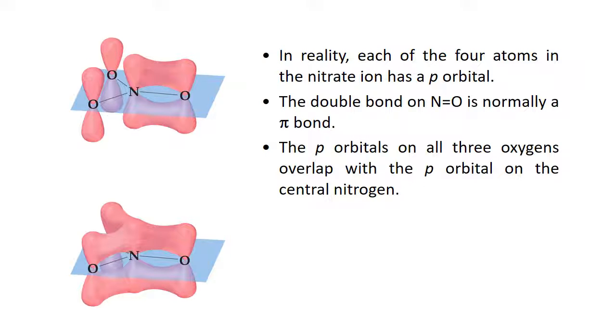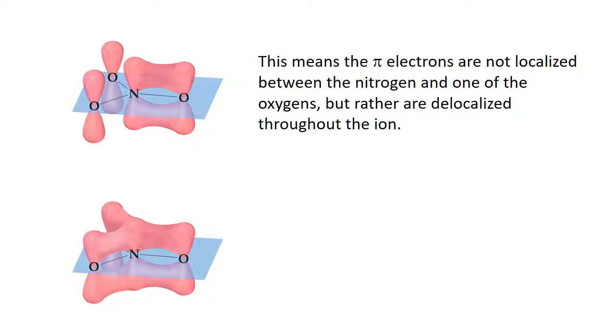And just to get your head around the way pi bonding works, possibly. So in reality, each of the 4 atoms in the nitrate ion has a p orbital. The double bond of the NO double bond is normally a pi bond, and the p orbitals of all three oxygens overlap with the p orbital of the central nitrogen. So it's kind of a highway, a network of this one electron being funneled around in these resonance forms. So it just means that the pi electrons are not localized between the nitrogen and one of the oxygens, but rather they're kind of delocalized, smeared across the entire ion.